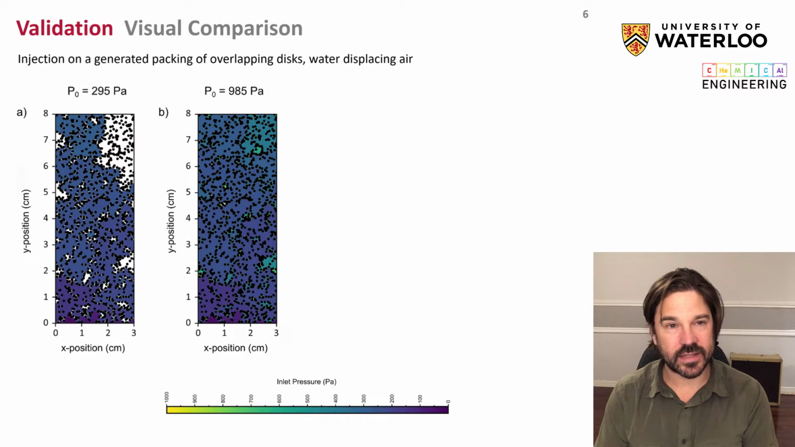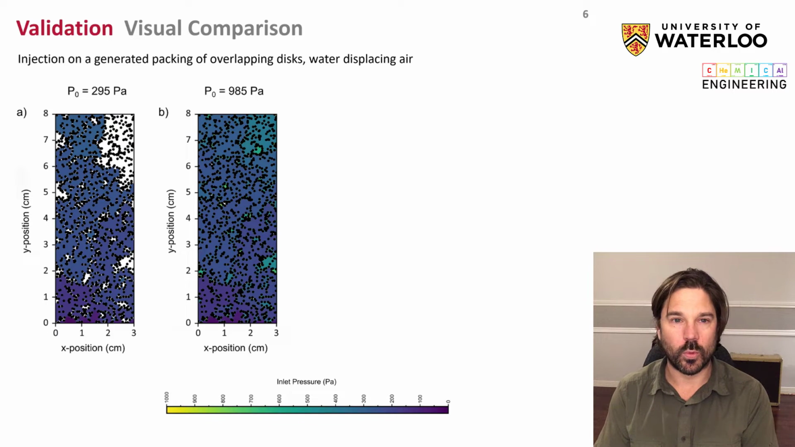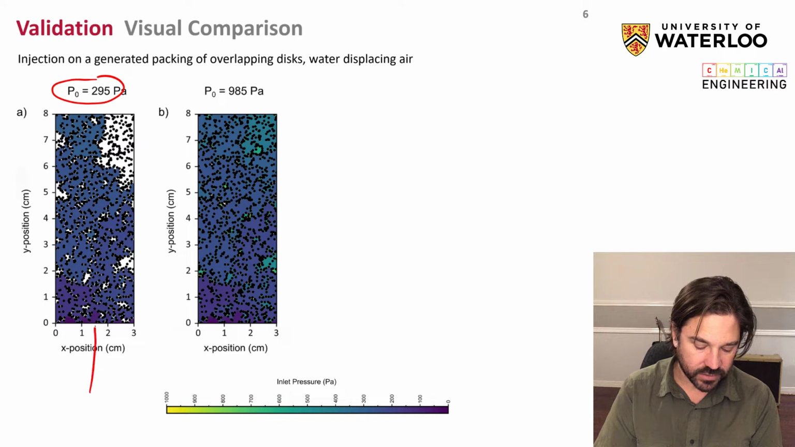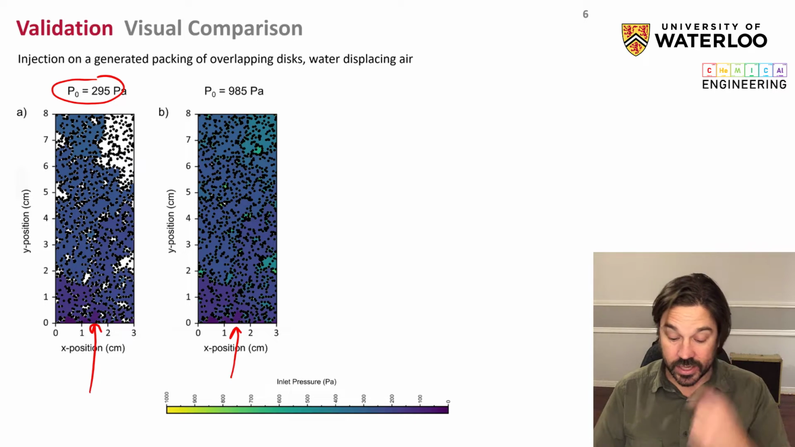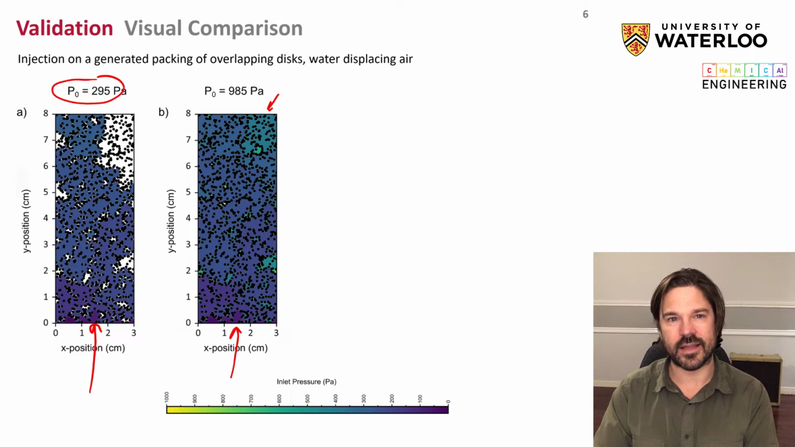For visual validation, for what it's worth, here are some 2D images of invasion with no gravity effect at 2 different applied pressures, and we have the fluid entering from the bottom, the invading fluid. And the color map you see here, I'll just talk about that for a second. Basically, this is a way to get the entire simulation history all in one image. So each color corresponds to the pressure at which that voxel was invaded.